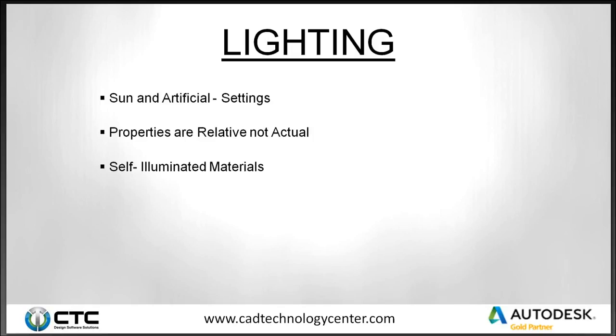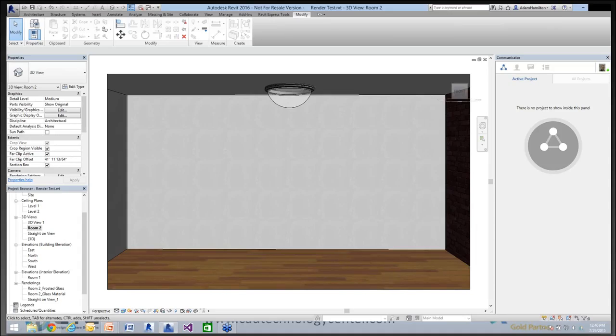Now, the last thing I wanted to talk about is lighting. We could do a whole workflow, and I think I have done a whole workflow, on talking about lighting inside Revit. But knowing the difference between sun and artificial and the settings, and that their properties are relative, not actual, and then also looking at some of the limitations of lighting families and where we need to talk about something called the self-illuminated material. Okay, I'm going to jump back into Revit here.